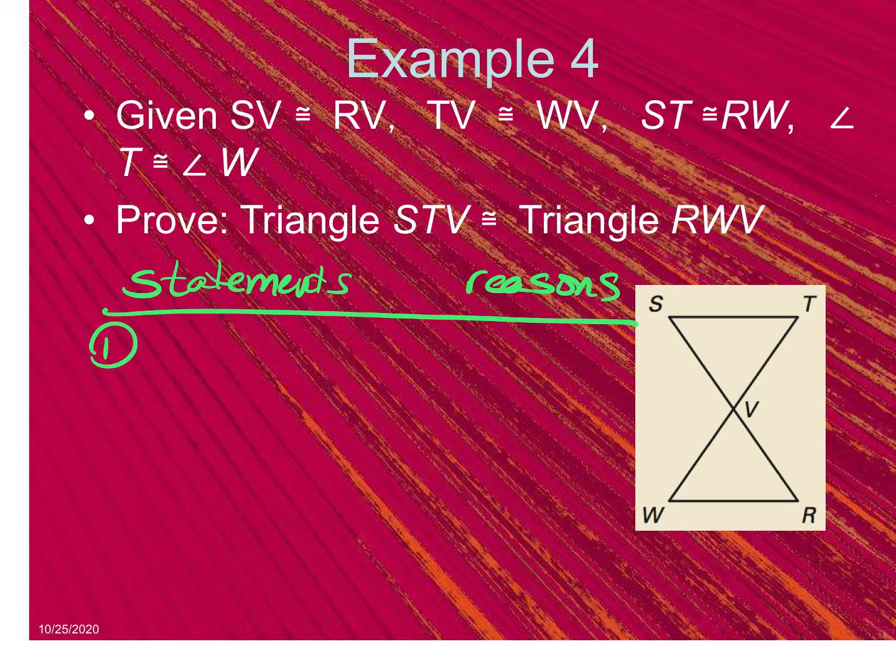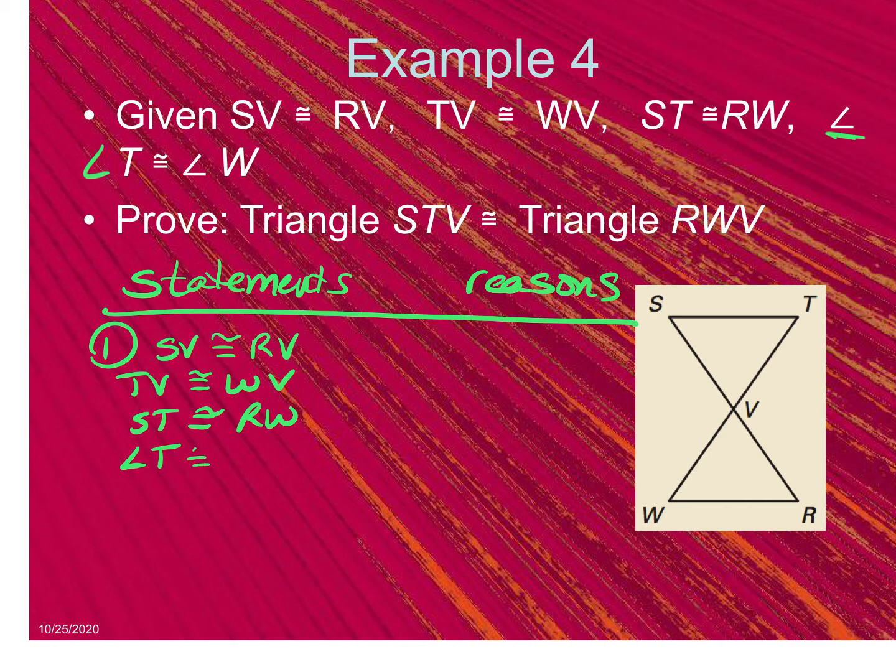So number 1, I'm going to state all of my given. Don't be lazy, don't leave anything out. Because if you don't state it in the statement column, you can't use it in the proof. So SV is congruent to RV. TV congruent to WV. ST congruent to RW. And angle T, this angle symbol should have been over here. Angle T congruent to angle W. This was all my given.